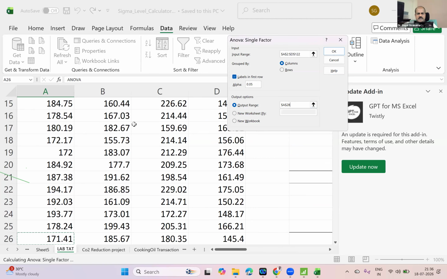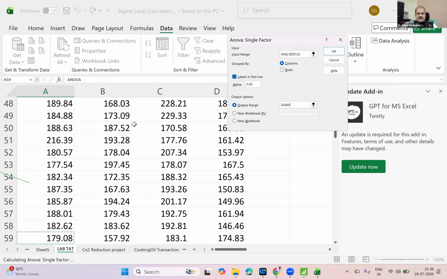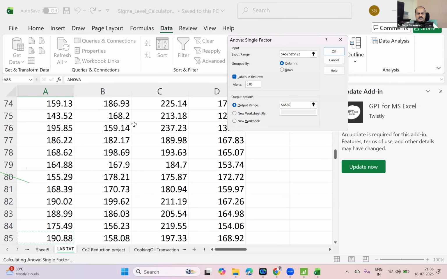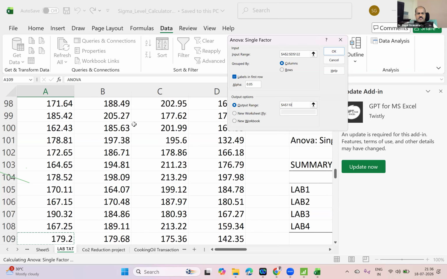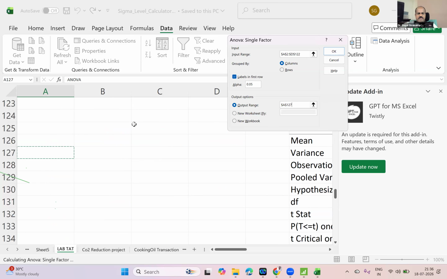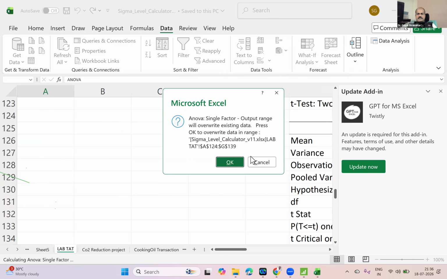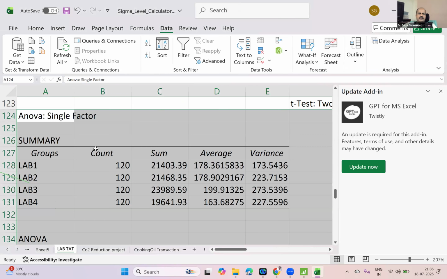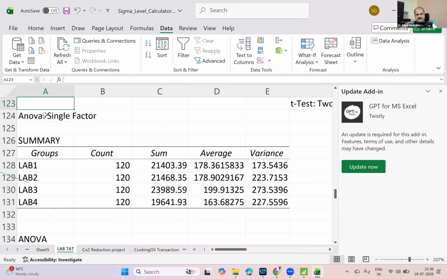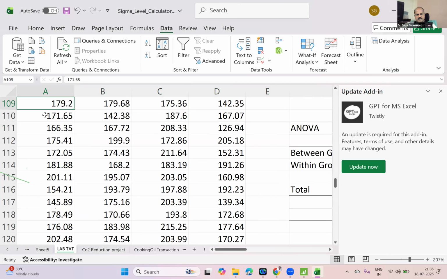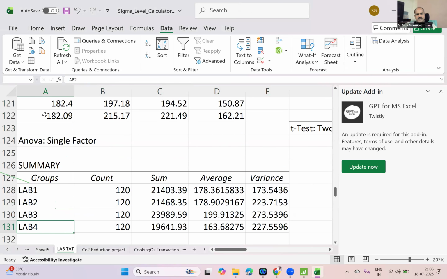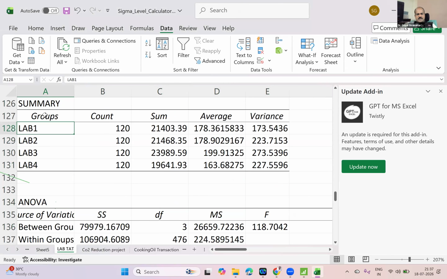Let me go to the bottom. Let me get the output here. I place the cursor. Now I give OK. Okay, override existing data. Let it write, not a problem. Can you see the ANOVA result coming, all of you? Just below the data I put, the ANOVA result has come.